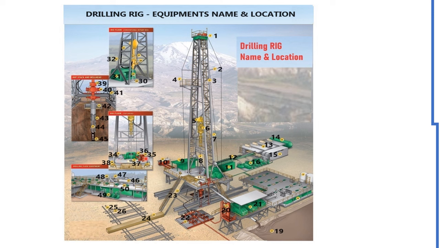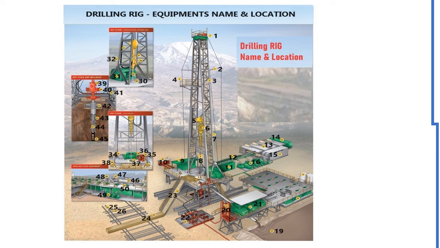This is 35, the red one, the iron roughneck. 36 is tongs. Here is the tongs. It's a slip. 38 is this one here, located equipment whose name is the air hoist. The air hoist.